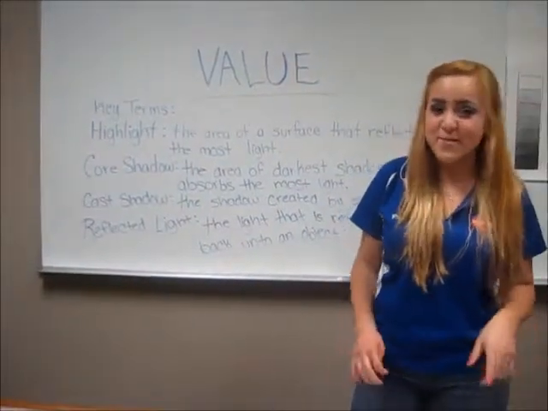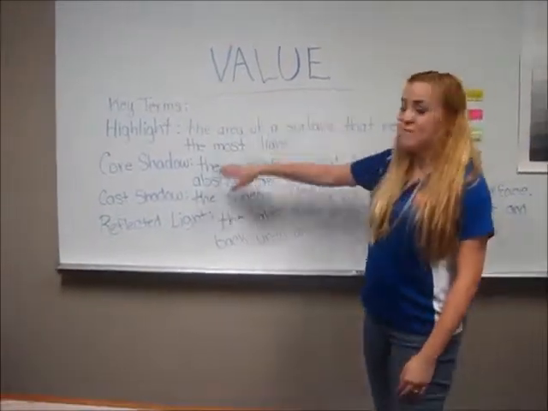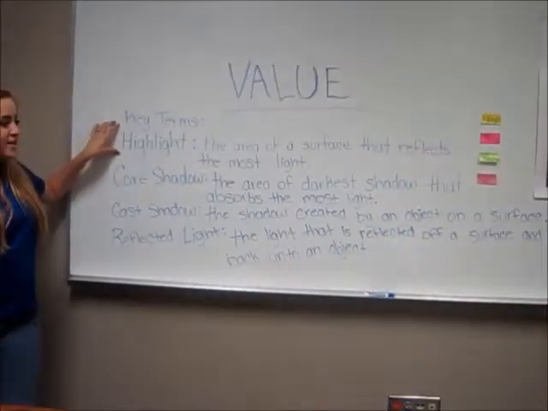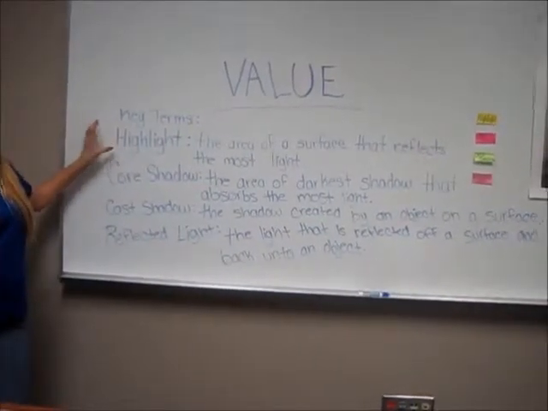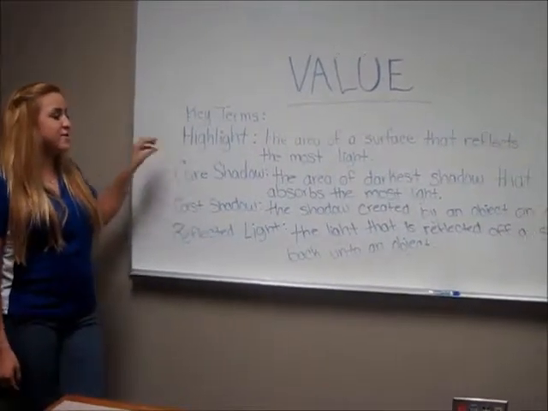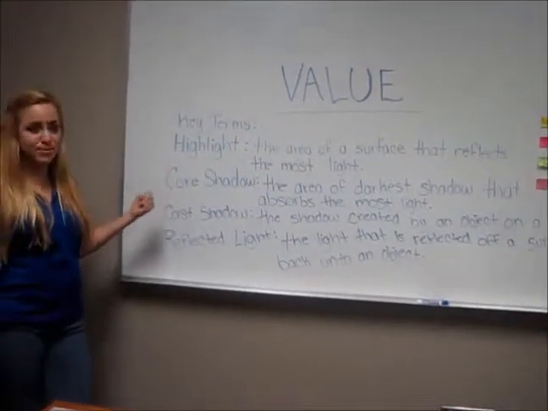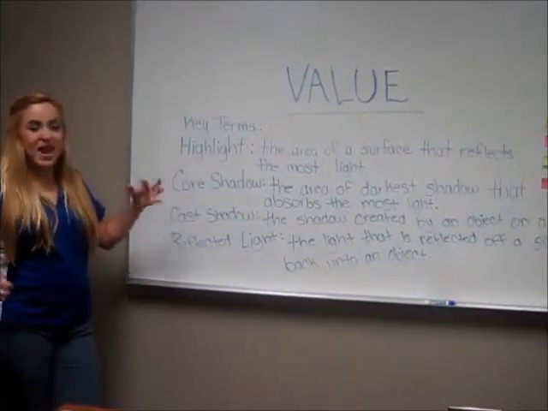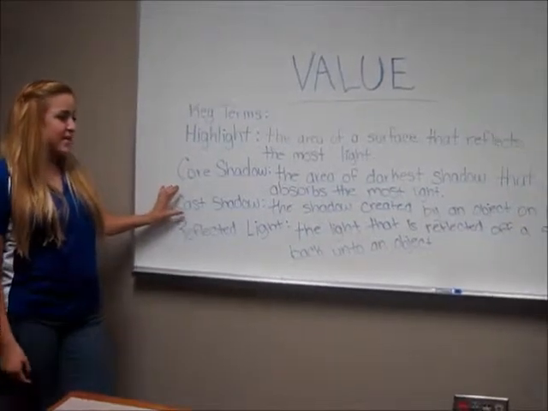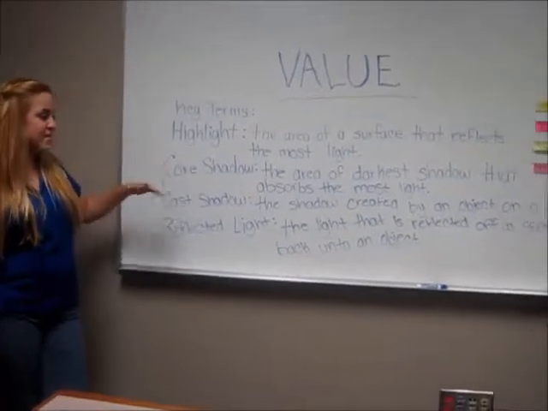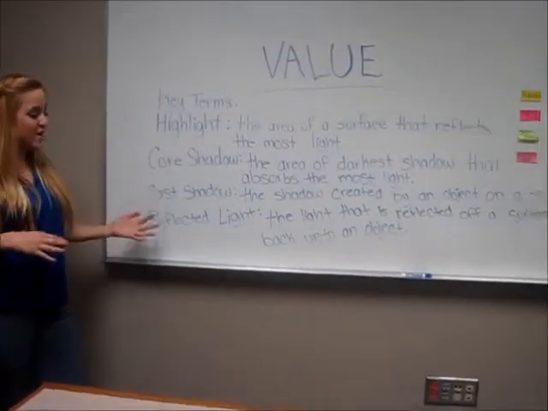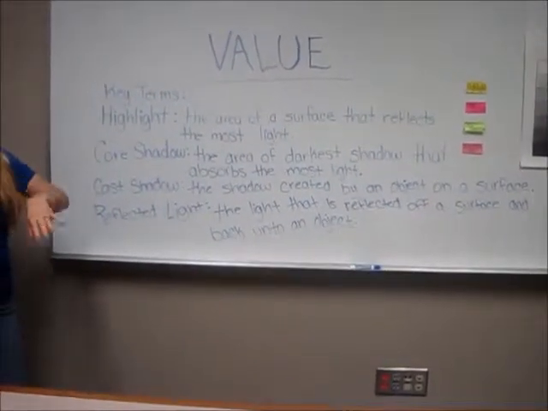However, there are different components to value. So these are the 4 main ones that we're going to talk about today. So first, there's highlight, which is the area of a surface that reflects the most light. Core shadow, which is the area of darkest shadow that absorbs the most light. So this is where you're going to get your blacks and your darker gray areas. Cast shadow is the shadow created by an object on a surface. And a reflected light, which is the light that is reflected off the surface and back onto the object.